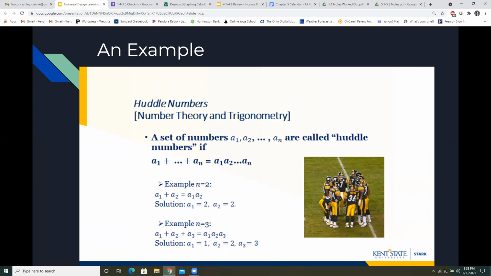2 plus 2 is equal to 2 times 2. If you have 3 numbers, you can take the numbers 1, 2, and 3. 1 plus 2 plus 3 is 6, and 1 times 2 times 3 is 6. And so I take this idea and try to extend it to non-integers and ask whether this question can be answered. And it turns out that when we are doing trigonometry, one of the tangent identities will satisfy the huddle equation for n equals 3.